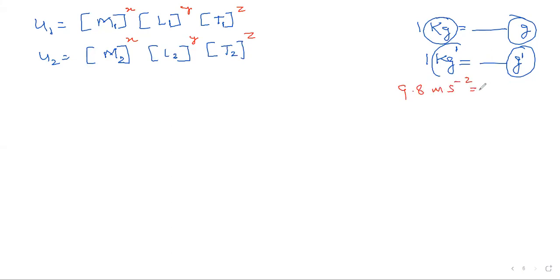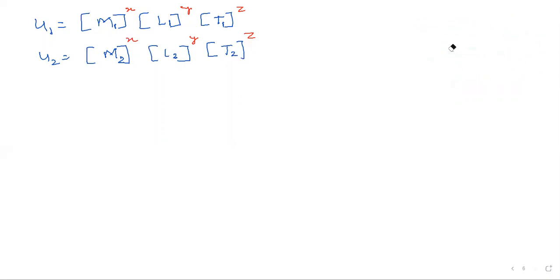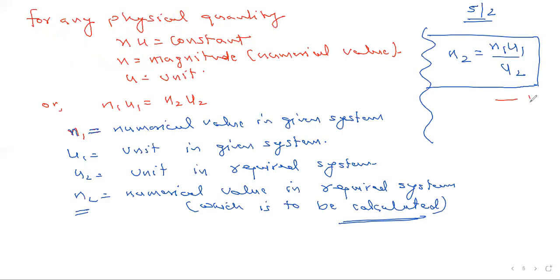9.8 meter per second square can be taken as 980 centimeter per second square. You see, the power of the meter is 1, the power of the centimeter is 1. The power of the second here is -2, and here it is also -2. That means when you convert from one to the other, the power of the physical quantity remains the same. Now you can see this is equation number 1, the value of U1 and U2 in equation number 1.